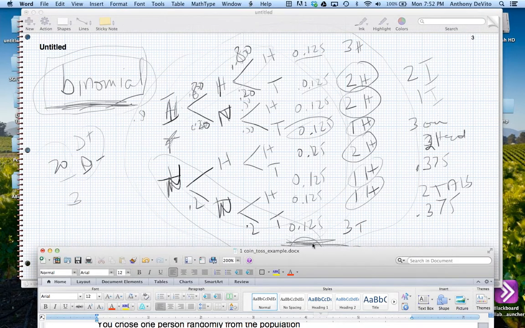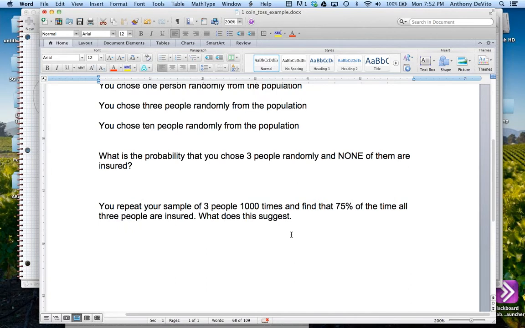I want to propose one interesting thing about this. Let's say that we sample 3 people randomly in this population for insurance. We decided that the probability that they would be insured is going to be 0.8 times 0.8 times 0.8. So the probability that all 3 are insured is going to be about 51%. Let's say that you actually go out and do an exercise. You sample 3 people at random from the population, and you write down how many of them are insured. You sample 3 more people. You do that 1,000 times, so you have an enormous sample of repeatedly sampling 3 people. And instead of getting 51%, let's say that you found that 75% of the time they were insured.